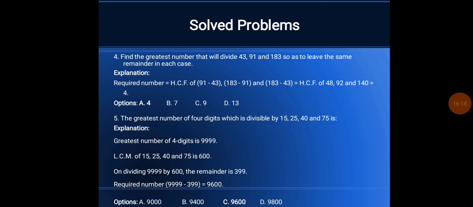Okay, so the LCM of 15, 25, 40 and 75 is 600. So we have to divide the greatest 4-digit number by 600. Okay, the remainder is 399. So 9999 minus 399 gives 9600. So 9600 is the greatest number of 4 digits which is divisible by these numbers 15, 25, 40 and 75.